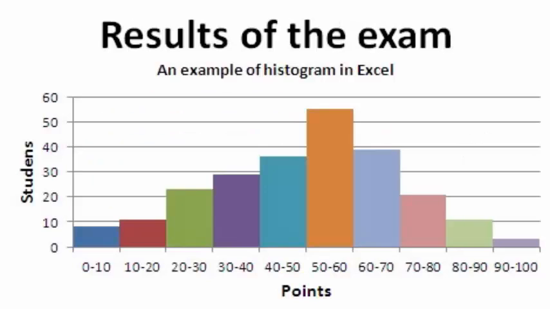Histograms. A histogram is a graph which is very similar to a bar graph. It is used to show frequency distribution. Grouping of data into small intervals is done in histograms.